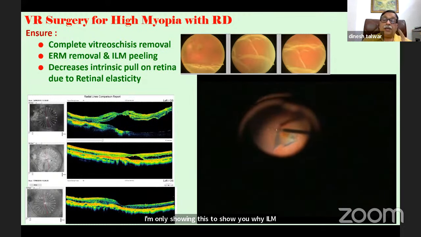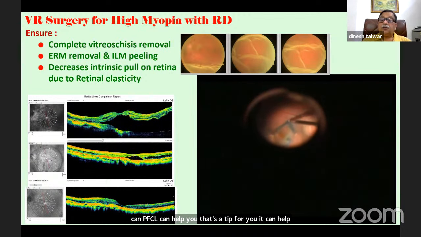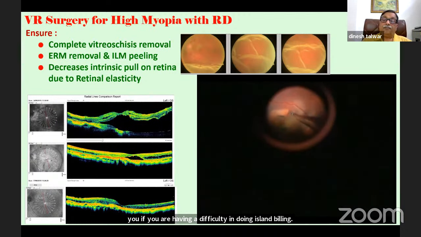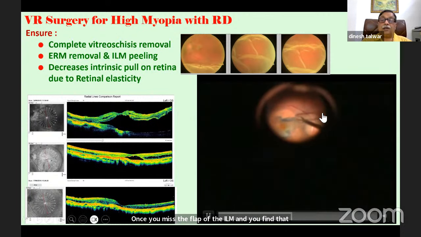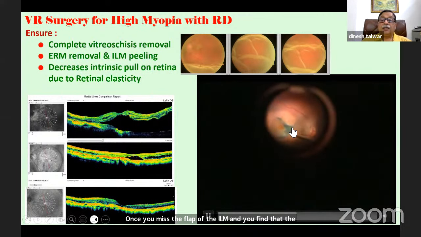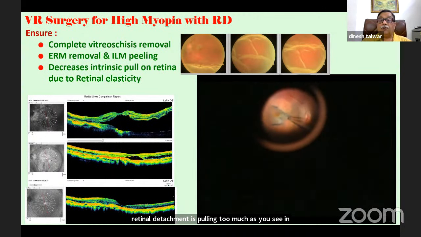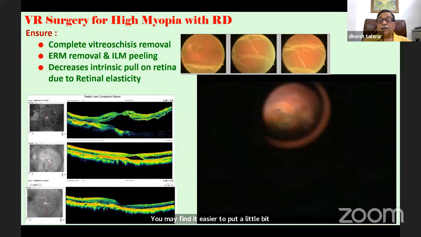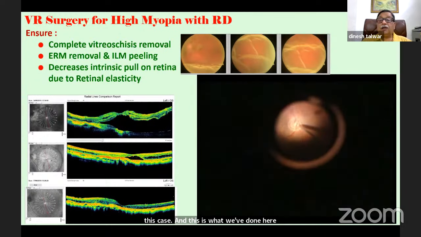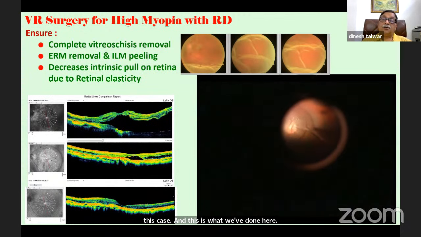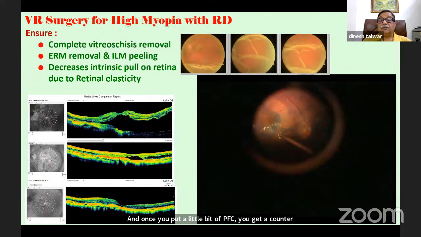That's a tip for you. It can help you if you're having difficulty in doing ILM peeling. Once you make the flap of the ILM, and you find that the retinal detachment is pulling too much, as you see in this case, you may find it easier to put a little bit of PFCL. And this is what we've done here. Once you put a little bit of PFCL, you get a counter traction, which makes it very easy to now remove the rest of the ILM.